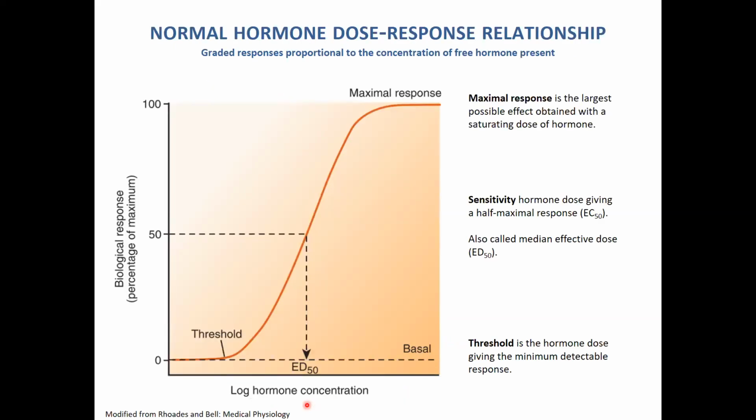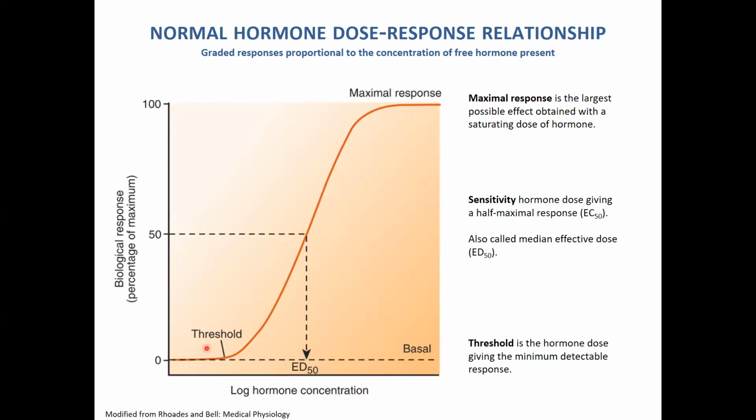So this is a standard, typical dose response curve. Notice the first thing is it's not an all-or-nothing response. It's graded, in proportion to the concentration of free hormone. And usually, if you plot the biological response versus a logarithmic concentration of the hormone, it's going to be a sigmoidal curve. There are several key features on this graph that you should know.